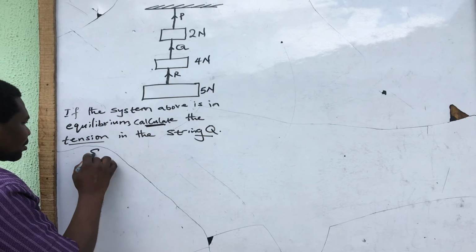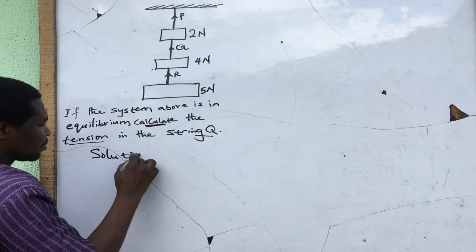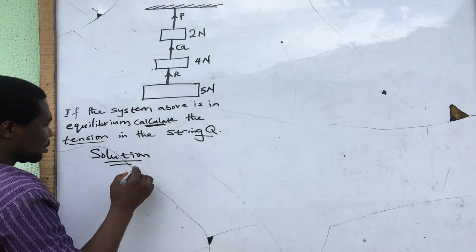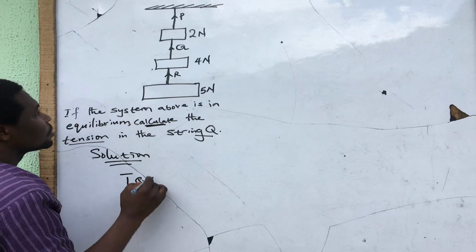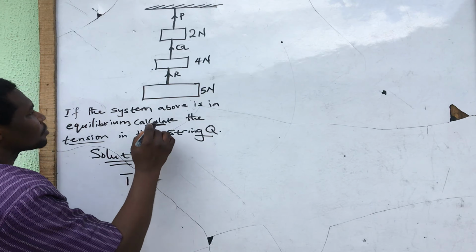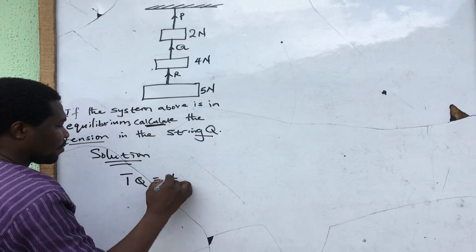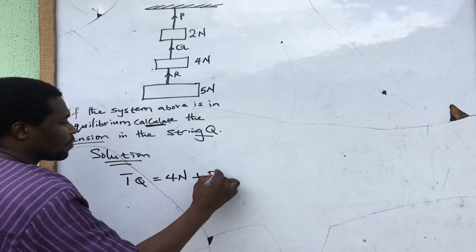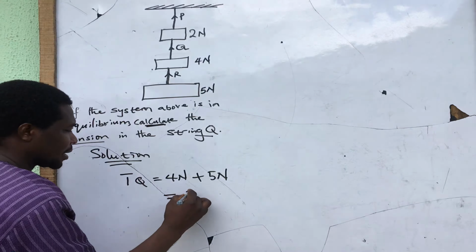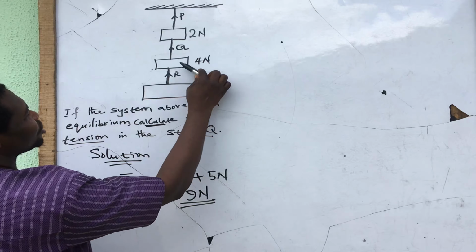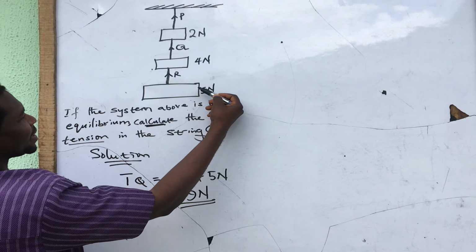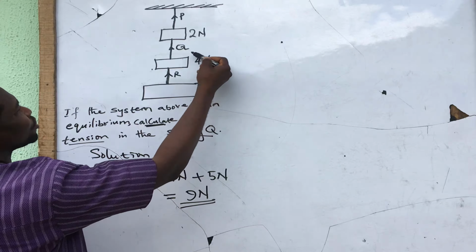So the tension in Q will be 4 Newton plus 5 Newton, and that is 9 Newton. That is the amount of tension on this cube. So we are going to combine this together with this to give us the tension.